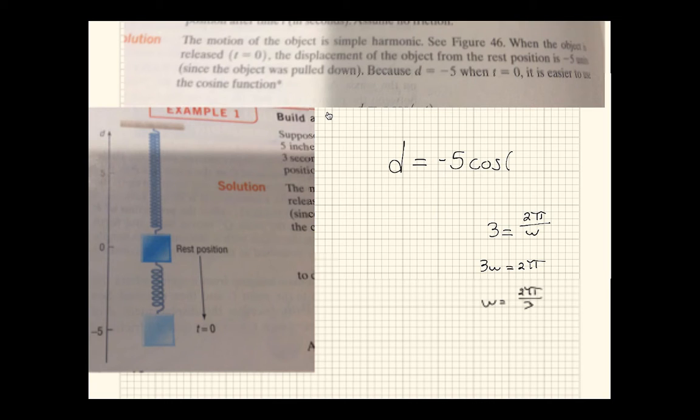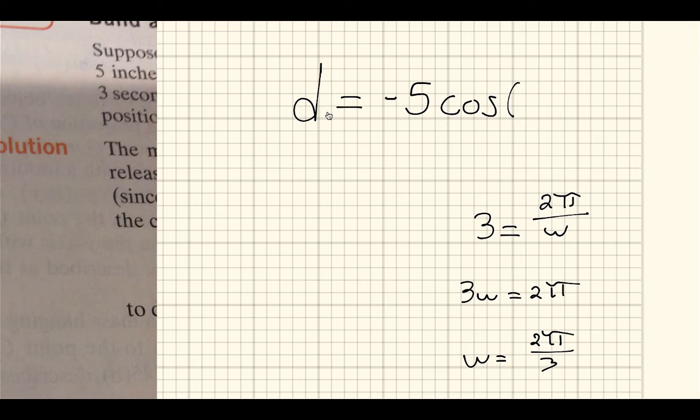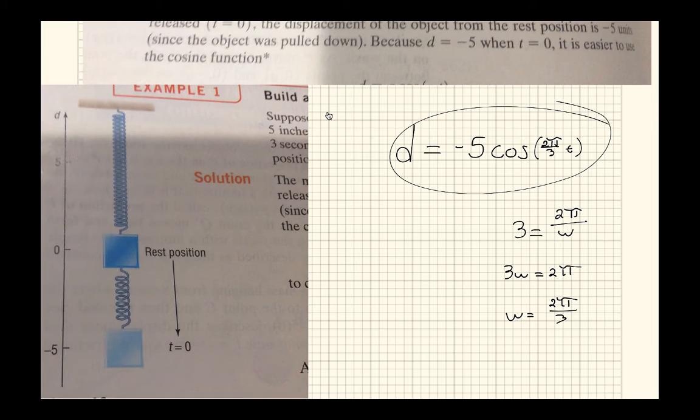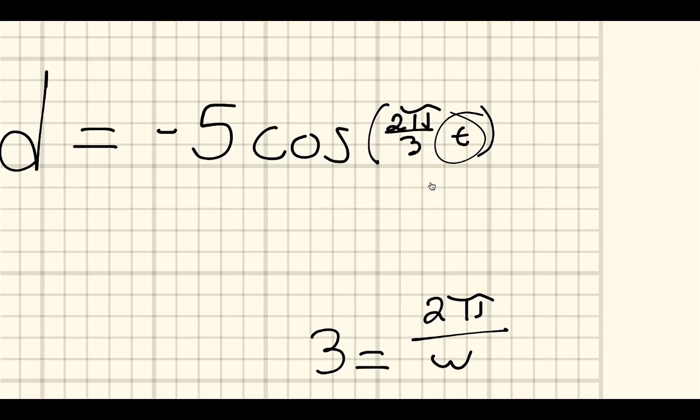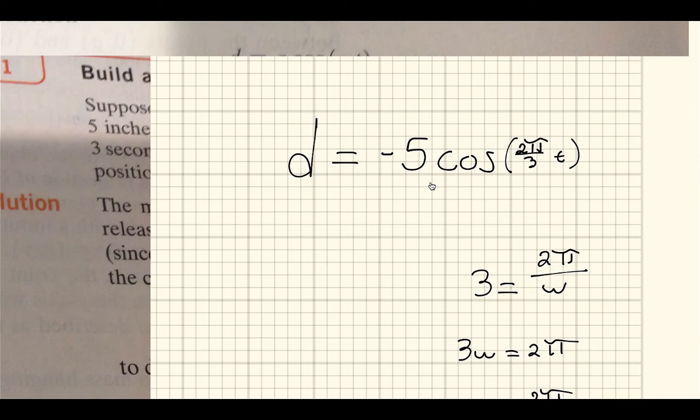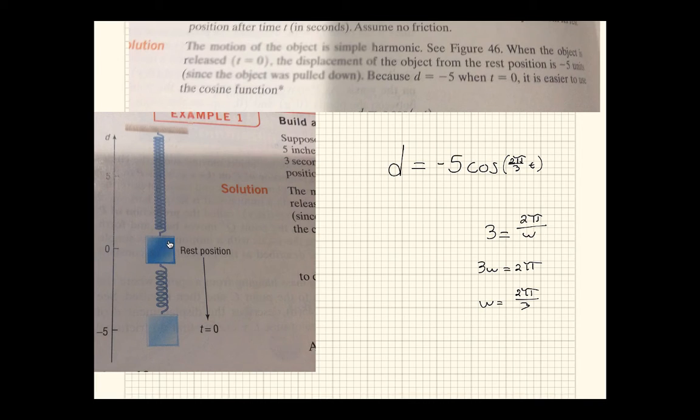And really that was it. This is the model for that description: d = -5 cos(2 pi over 3 times t), right? That describes the motion of that spring, pulled down from rest position and let go. So basically, we could enter a certain amount of time, say 2 seconds or 3 seconds, and this d would tell us how far away from rest position the spring is at that moment.